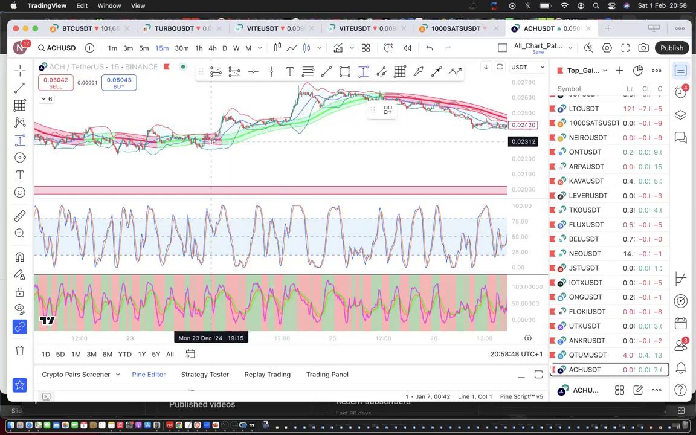Because you're forming higher highs and higher lows. Very important. So you are in an uptrend. And based on that, it has bounced on the green line here, actually just here. And it's also on the lower Bollinger Band.